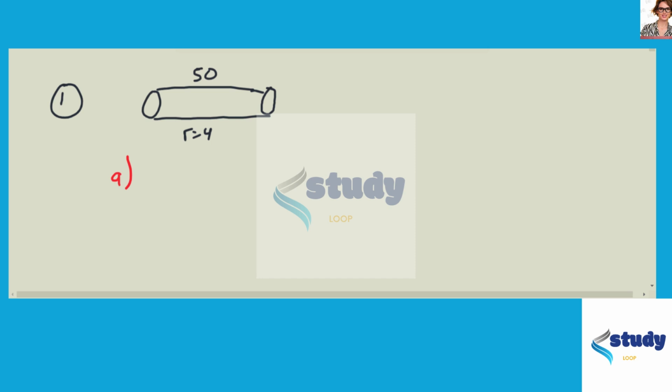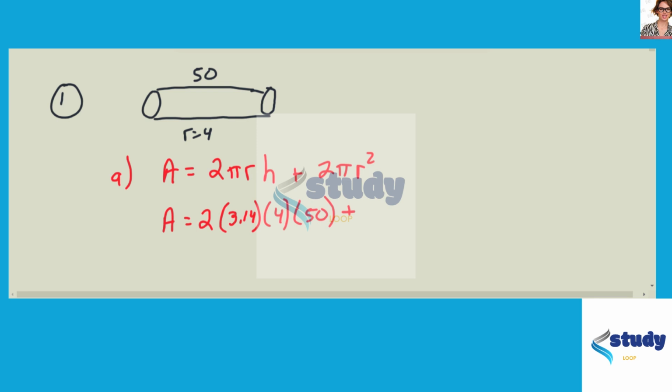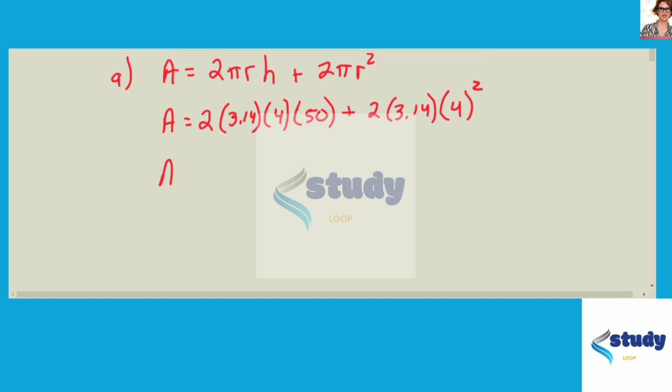Well, we have a formula to help us find the surface area for a cylinder. The formula is A equals 2 times pi times r, the radius, times h, the height, plus 2 pi r squared. Now we're going to substitute in everything that we know. We have 2 times 3.14 for pi, the radius is 4, and the height is the length of this, which is 50. Then we add this to 2 times 3.14 times our radius squared, 4 squared. Now we can go to our calculator.